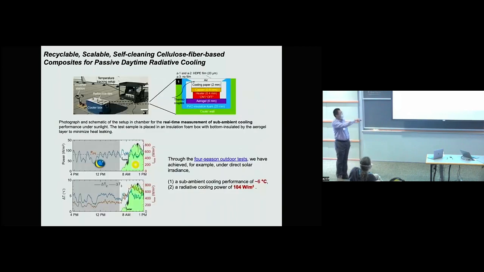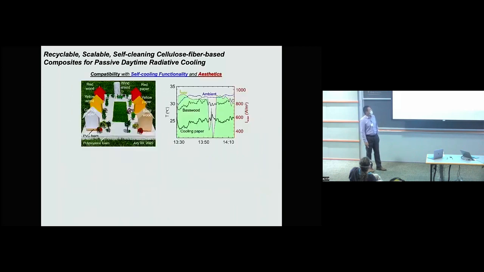And we also ran a four-season, one-year outdoor test in Boston, and we were able to achieve passive sub-ambient cooling by 6 degrees Celsius, about 10 degrees Fahrenheit, and a cooling power of over 100 watts per meter squared. So here's the setup of our system. We set it up on the rooftop of our engineering building on campus. I might skip some of the slides because of the time limit here.